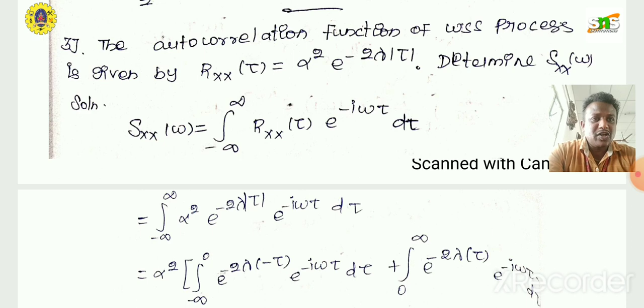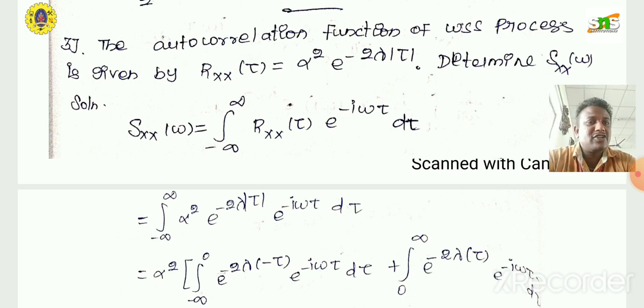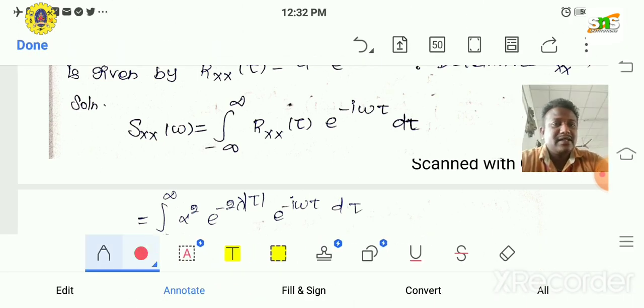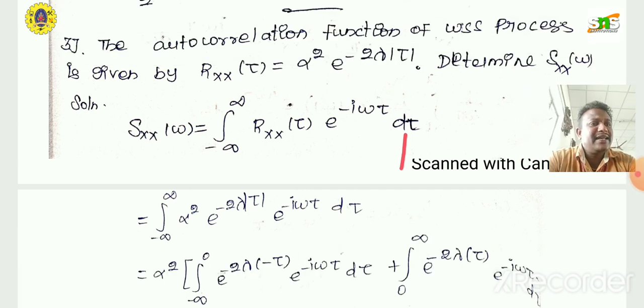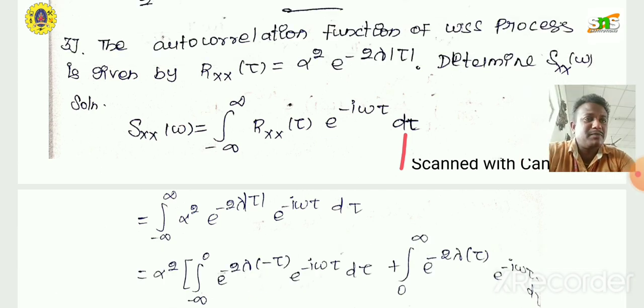The autocorrelation function of a WSS process is given by R_XX(tau) equal to alpha square e power minus 2 lambda modulus of alpha. Then determine S_XX(omega).